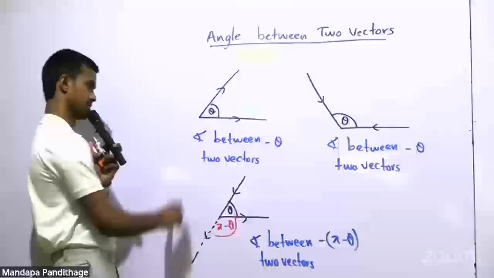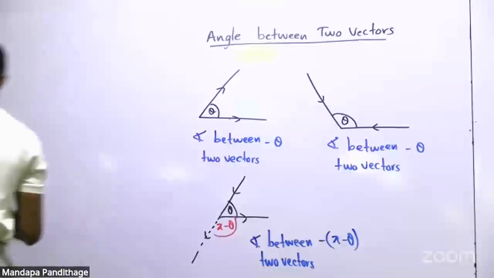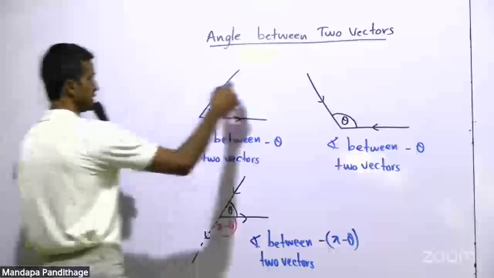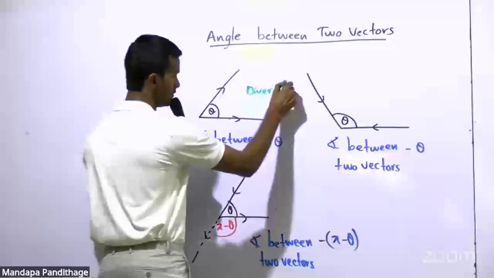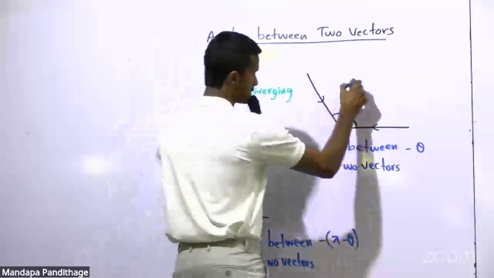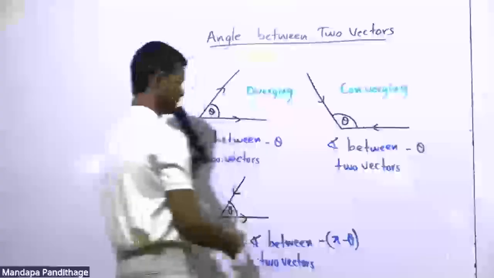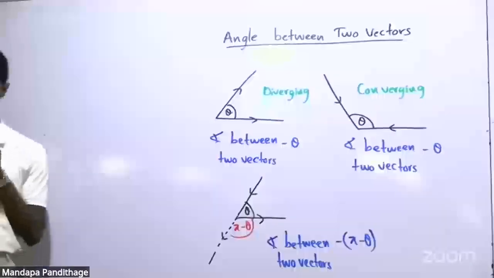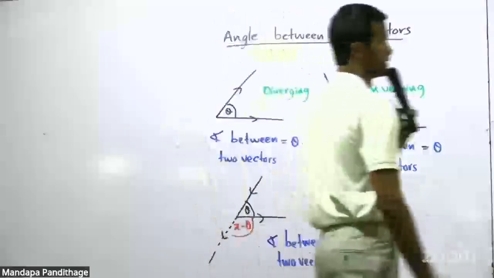Okay, then draw these three diagrams. So here it's clear the two vectors are diverging. Here it's diverging. Diverging means going away. Here the two vectors are converging. But in this case, it's not even diverging or even converging.